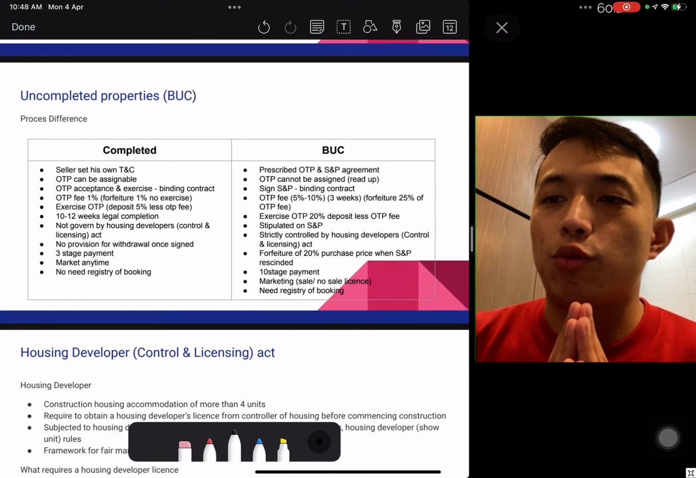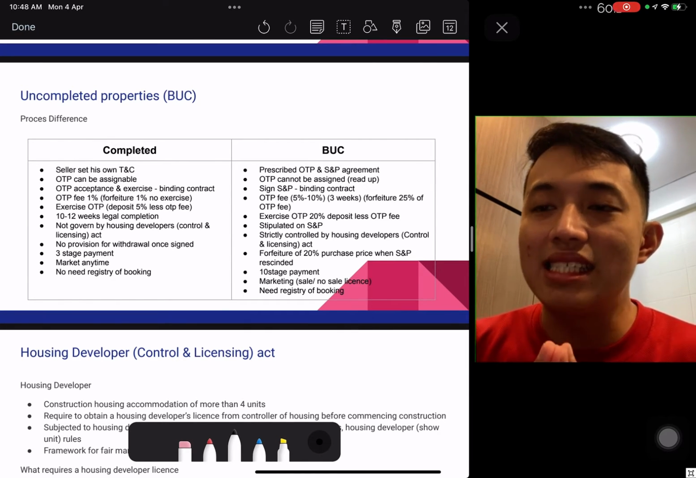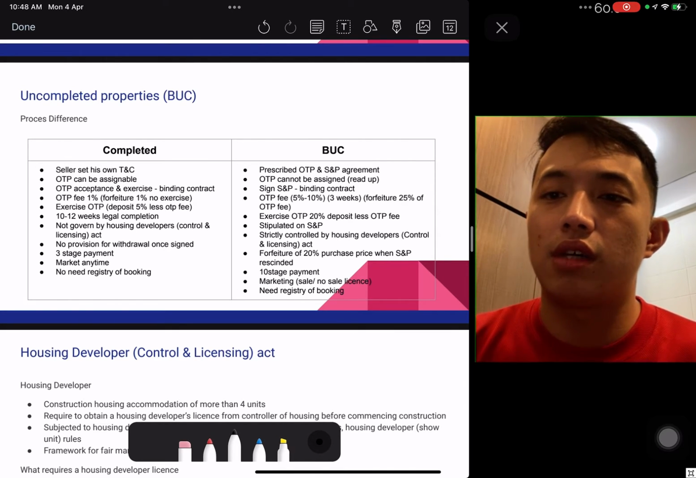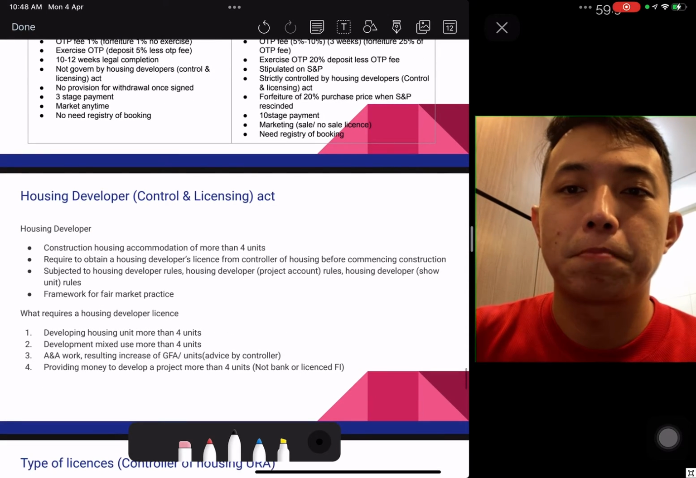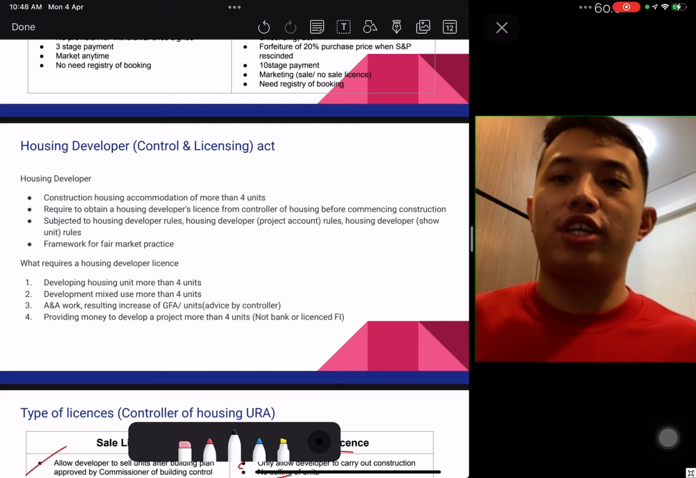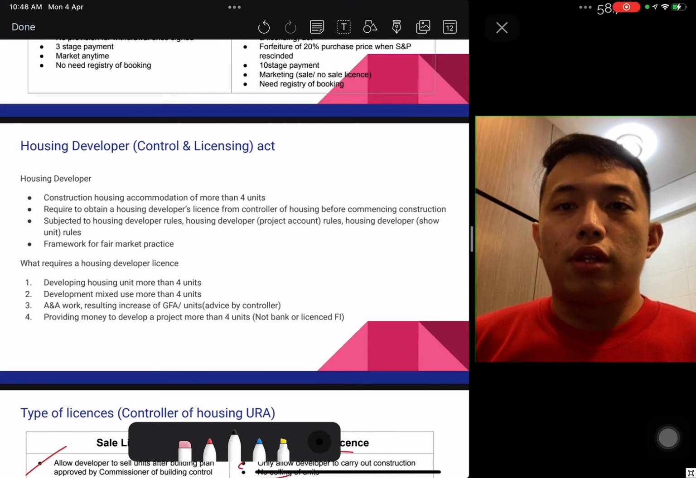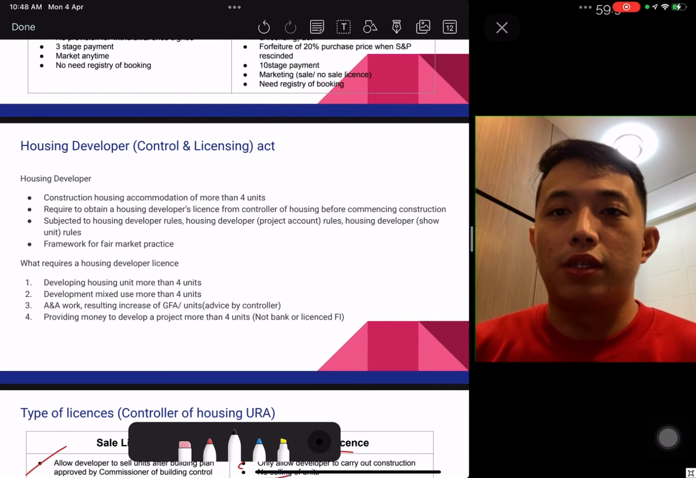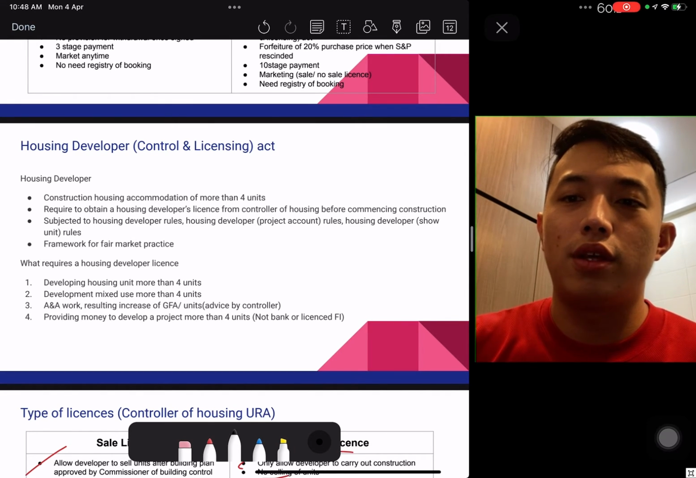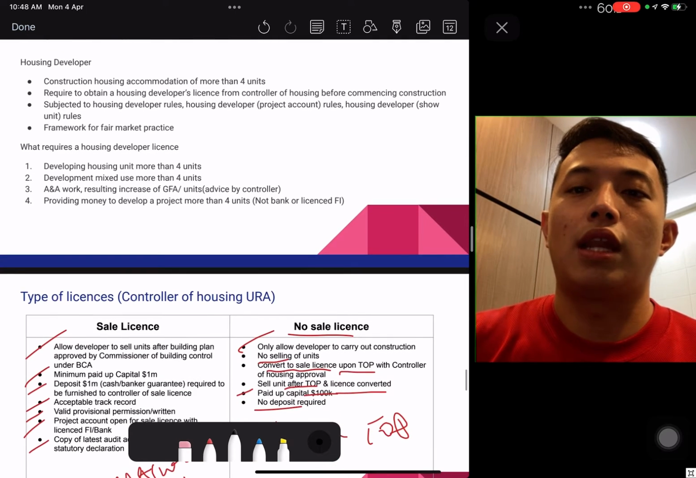To market and to be able to sell or not, you need to have the license, a sales or no sales license, and there must be a registration book of recording. So, the Housing Developer Control and Licensing Act. For the construction of housing and accommodation of more than 4 units, guys, I want to go through these two in detail. So any development of more than 4 units under the Act, you need a license.